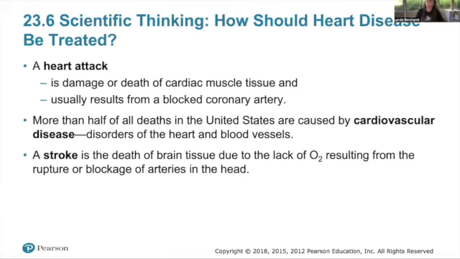Heart attack. We go right there, don't we? Damage or death of cardiac muscle tissue, usually from a blocked coronary artery. More than half of all deaths in the United States are caused by cardiovascular disease. This is a huge thing.